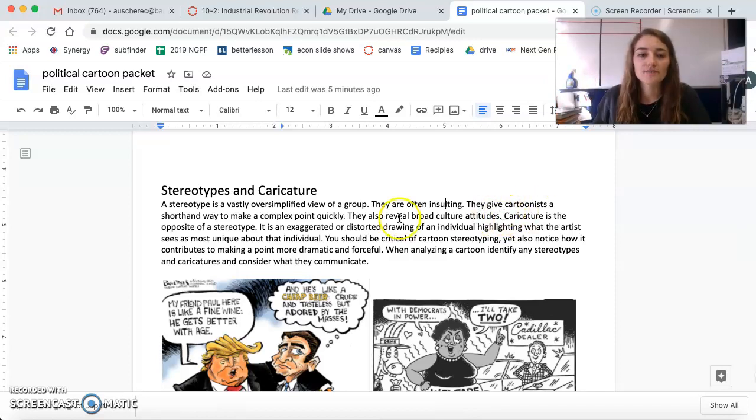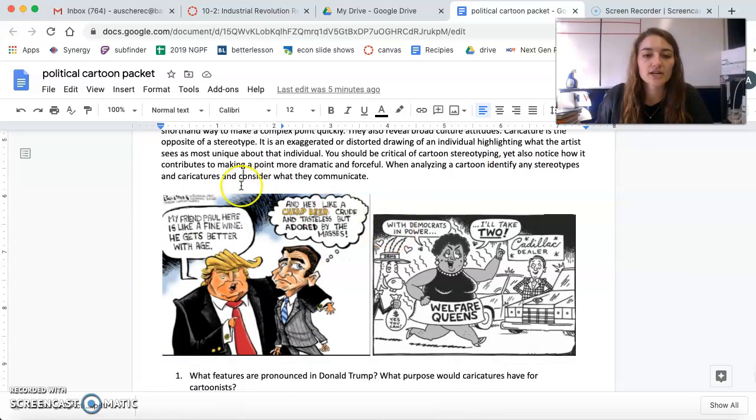Same thing with caricatures. A caricature is an opposite of a stereotype. It is an exaggerated or distorted drawing of an individual highlighting what the artist sees as most unique about that individual. You should be critical of cartoon stereotyping, yet also notice how it contributes to making a point more dramatic and forceful. When analyzing cartoons, identify any stereotypes and characters and consider what they communicate.